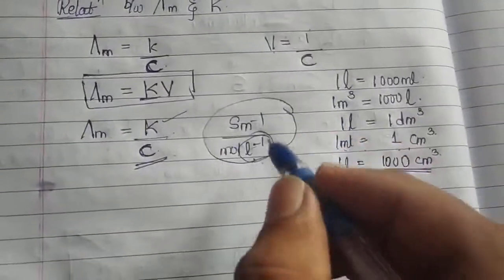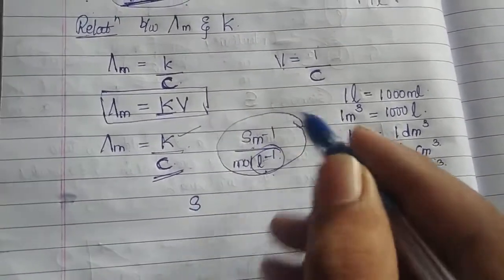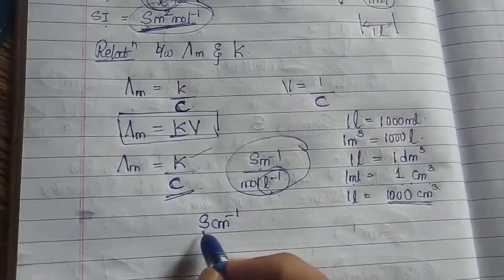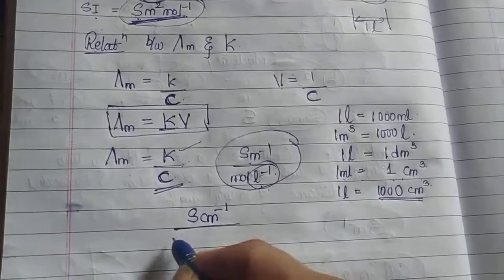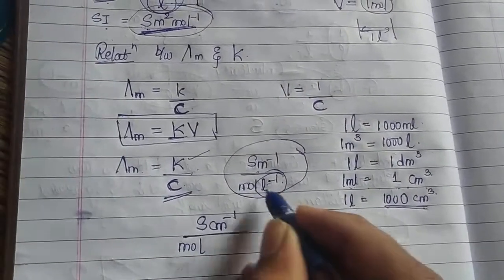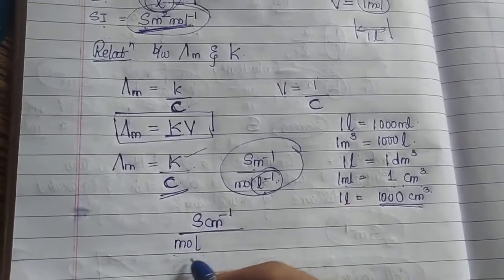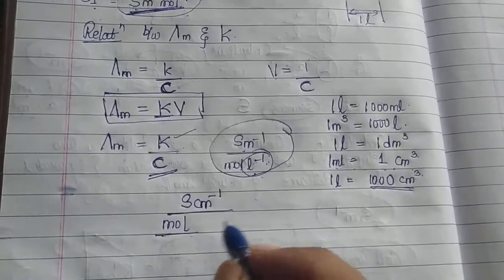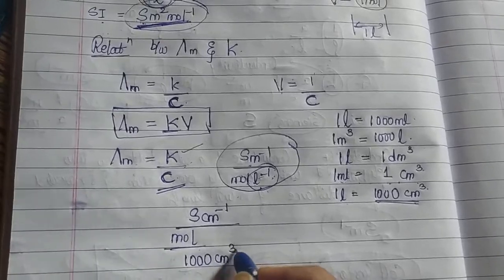So now keeping this in your mind, we will just substitute over here. Let me take it as Siemens per centimeter divided by molarity. So molarity, as it is in the denominator, no need to change. See, it is in per liter. So 1 liter is equal to how many centimeter cube? 1000 centimeter cube. So I should write over here 1000 centimeter cube.